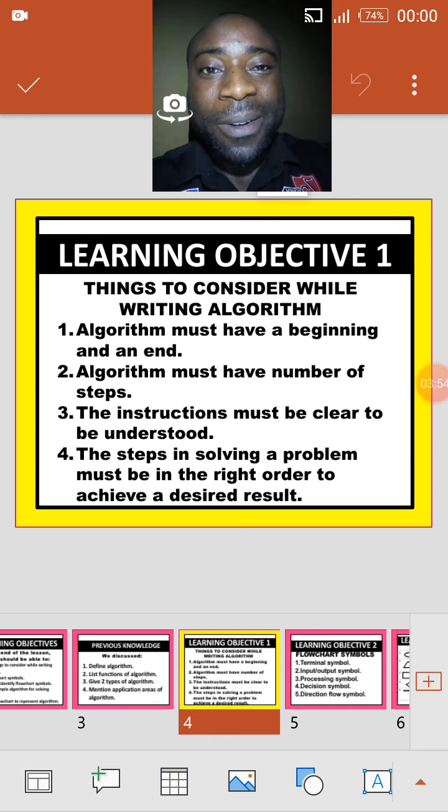Alright, now number 4. The steps in solving a problem must be in the right order to achieve a desired result. What do we mean by that? It means to solve the problem, you must arrange the steps in an orderly manner. If you take, maybe for example, the step that should be in step 3 and you put it in step 5, the program will not give you a desired result. So that is why it must be in the right order. You must arrange it in the right order.